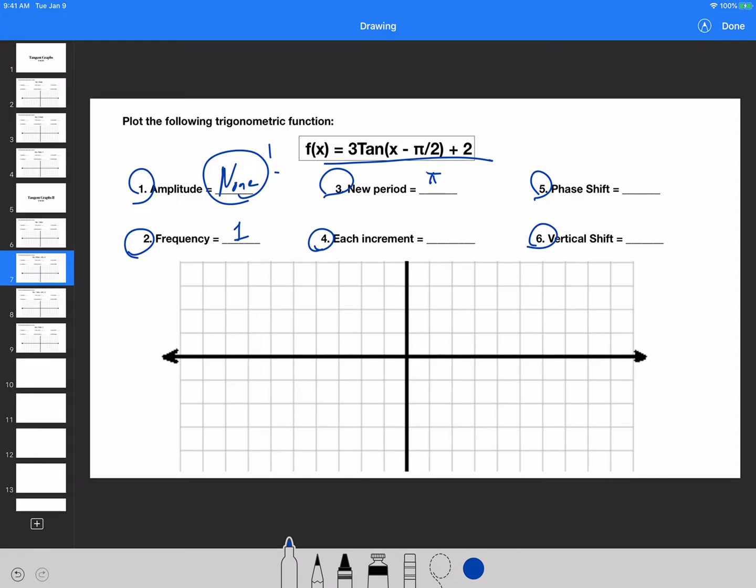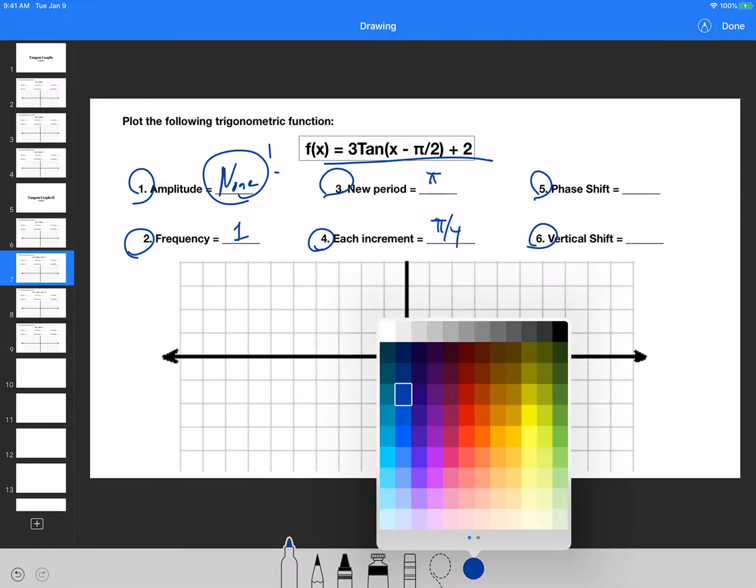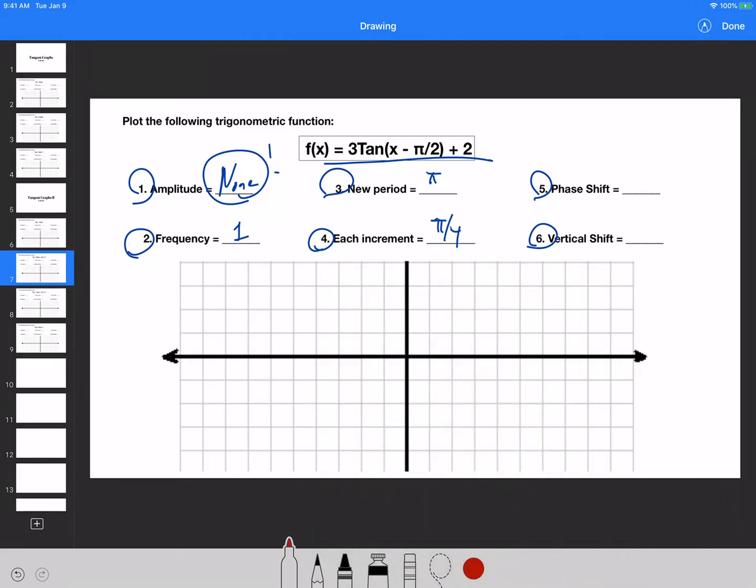Each increment, we're going to make it pi over 4, but I would honestly make this portion right here into something different. When it's talking about tangent graphs for now, I would like each increment to be pi over 2, because we're not really talking about period yet. So I would suggest that you make it into a pi over 2 situation. Okay? Now the phase shift would be pi over 2 to the right, and then the vertical shift will be 2 up. So all of those components are there.